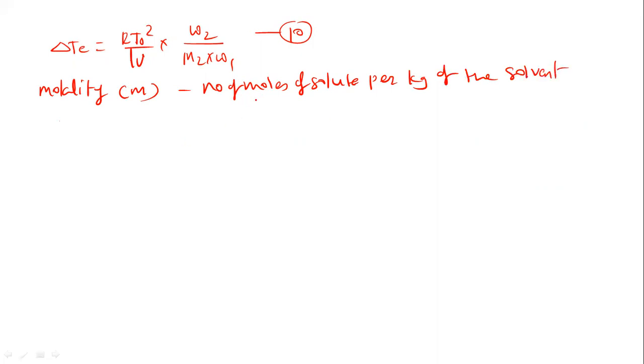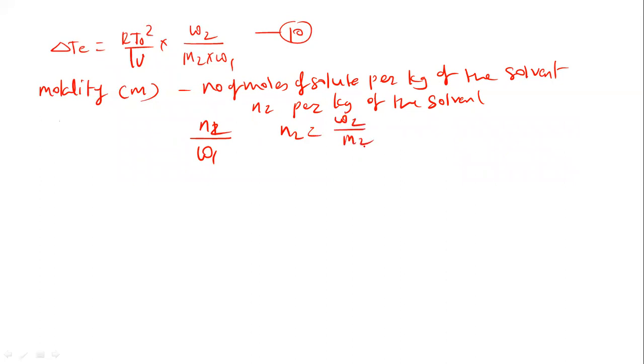Okay. So what is the number of moles of the solute? It is N2. So N2 per kg of the solvent. N2 divided by the weight of the solvent, it is given in per kg. So we can write here, it is N2 divided by the weight of the solvent. Suppose that the weight of the solvent is W1, and we know that N2 is equal to W2 upon M2, the weight of the solute divided by the molecular weight of the solute.